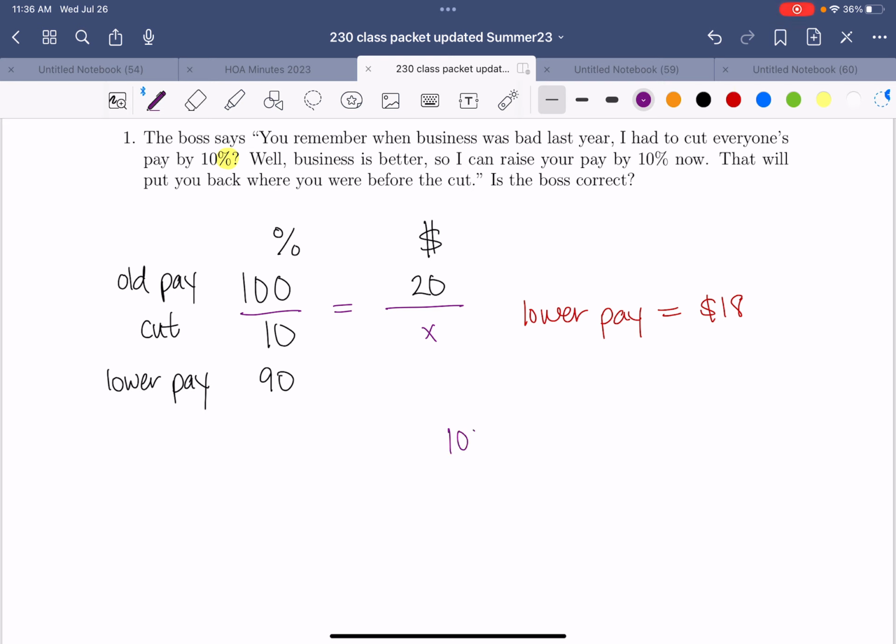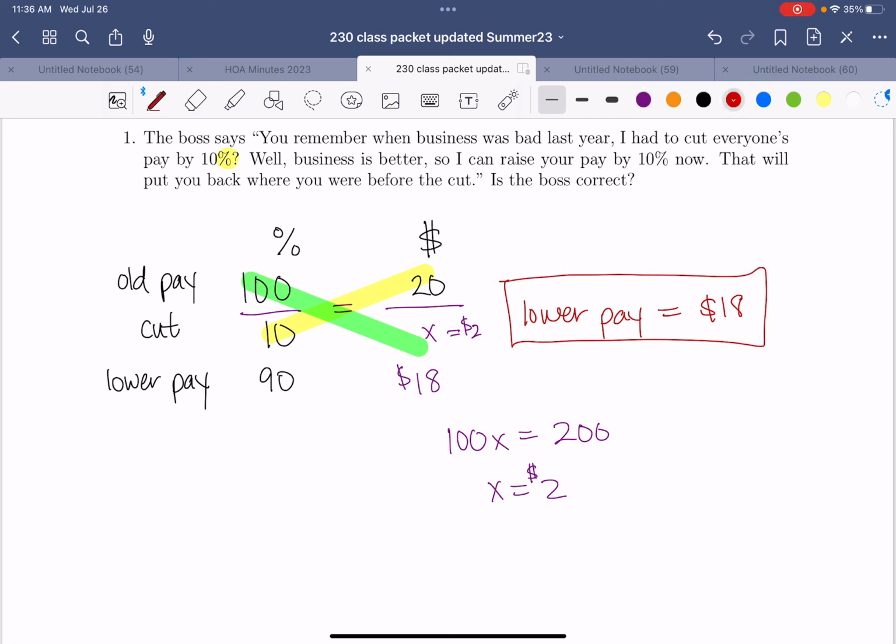That's going to give you 100x equals 200 when you cross multiply the diagonals together. Divide by 100 on both sides, and it's going to give you x equals $2. And that's the pay cut. So you're losing $2, and if you subtract it from 20, that gives you the $18, and that gets us our lower pay. So business was bad, and they cut your pay from $20 to $18.